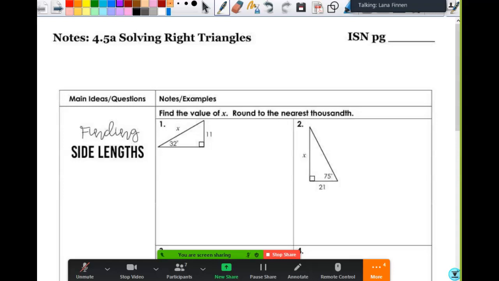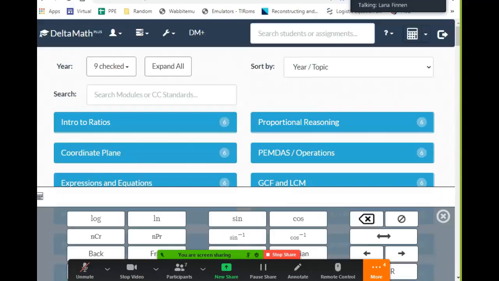Alrighty, so we're going to talk about solving right triangles today. This should be 100% a review from geometry. A couple of little calculator notes before we get started.